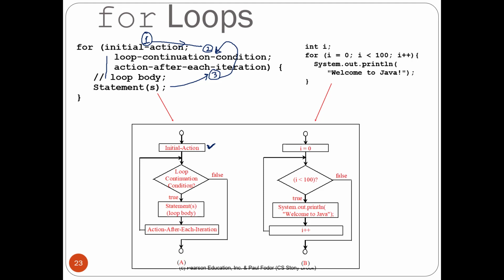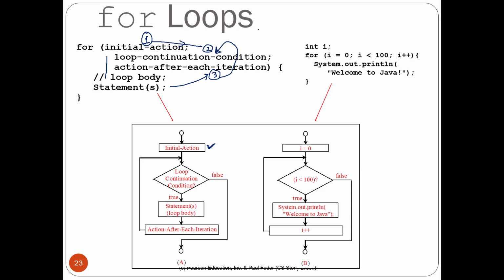The same thing you should see here in the flowchart also. Initial action followed by the loop continuation. If the loop continuation condition results in false, you come out of the loop. If that condition is true, then you need to run the whole body of the for loop. After you are done with the body of the loop, you need to do the action after each iteration, which is the third part of your for loop. And then you check the condition again.